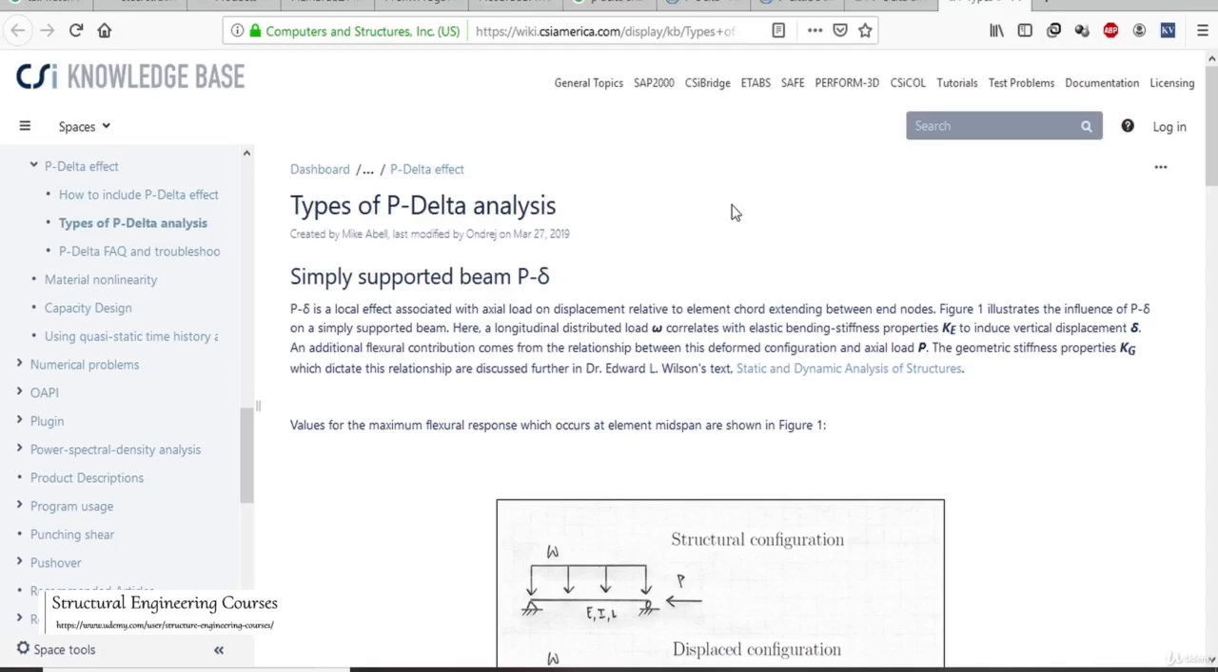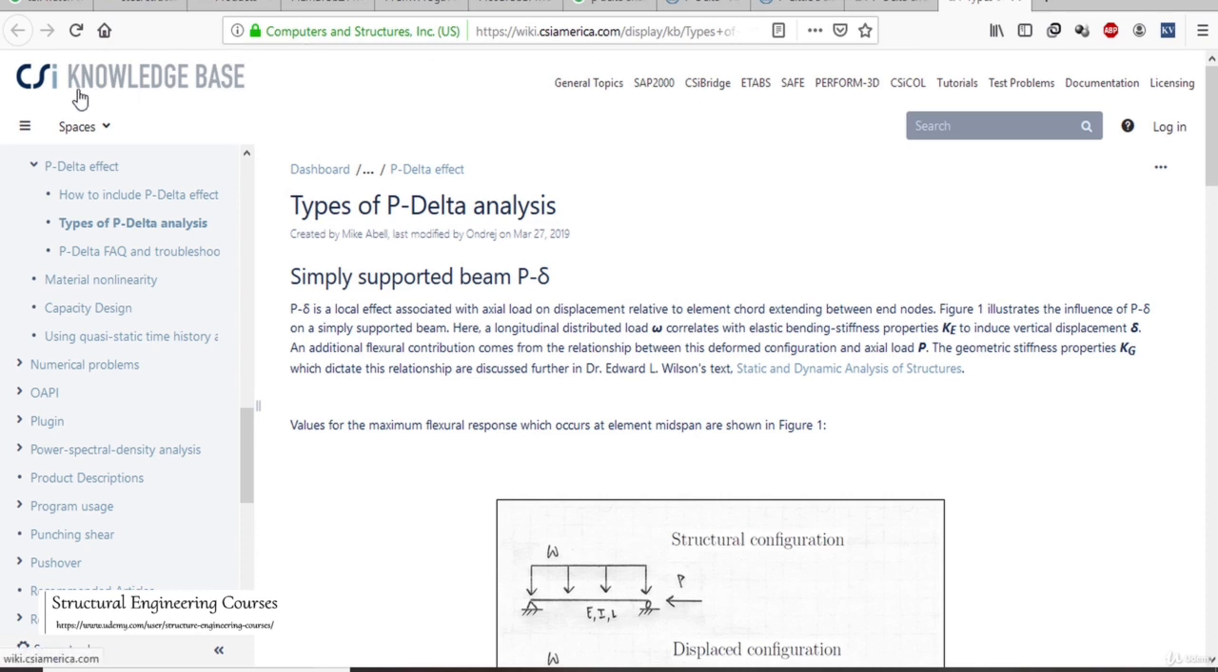So in this lecture series, we shall learn about what exactly the P-delta analysis is, what the practical significance of this type of analysis is, and how we can do it in the STAAD software. Before I start doing P-delta analysis in STAAD, I want to give you a brief introduction to the meaning of P-delta analysis and the various types of P-delta analysis.